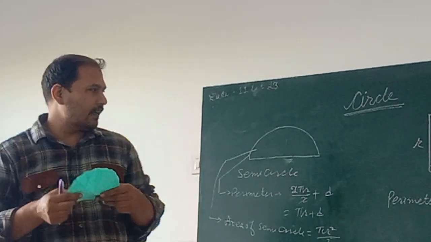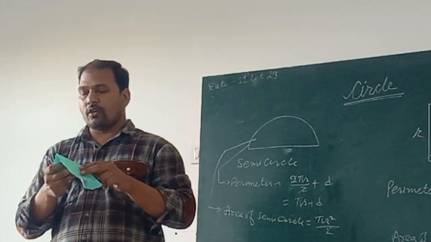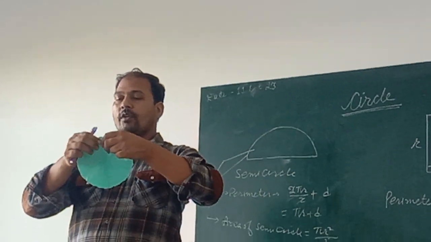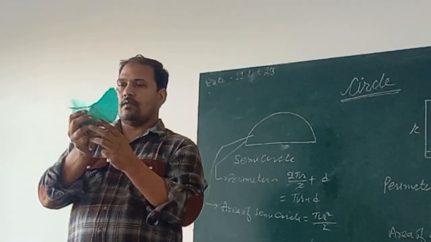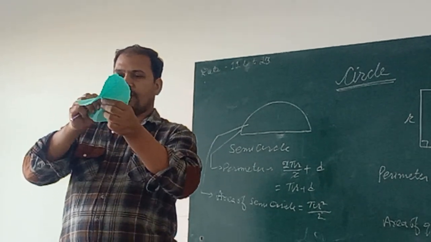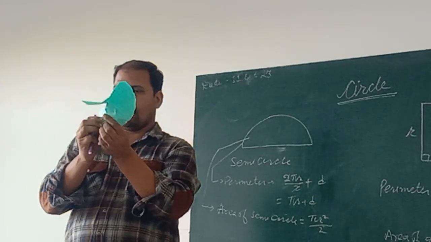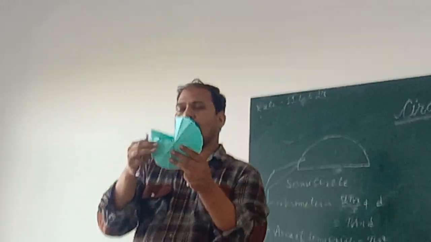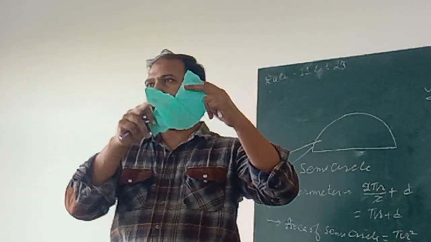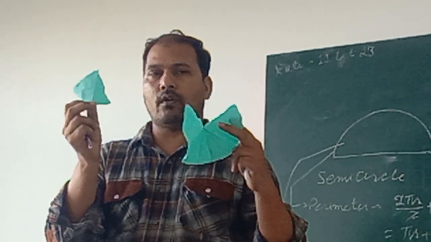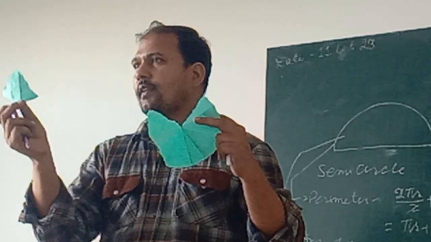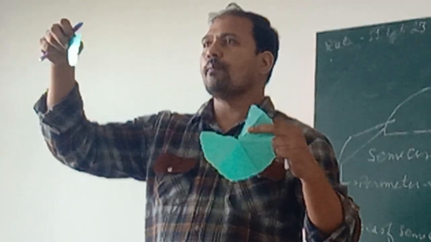After that we will discuss the sector of the circle. Listen carefully. When we cut from the center along two radii, the circle becomes two parts. That is the major sector, and that is the minor sector. How we find the area, we will discuss after that. Clear?